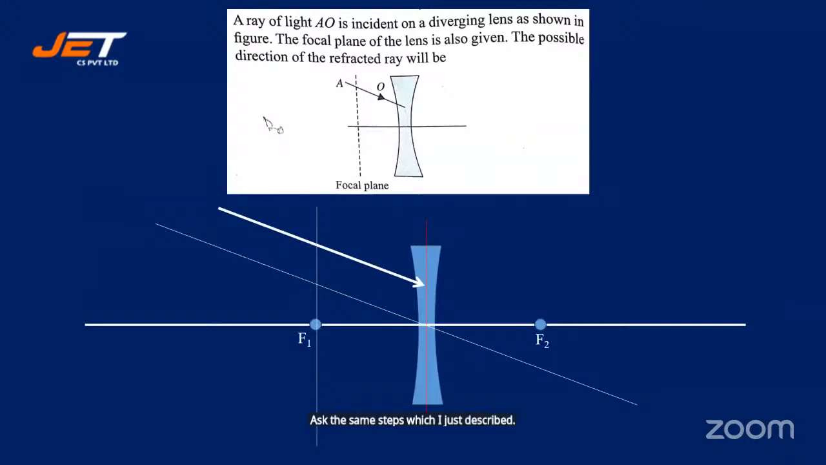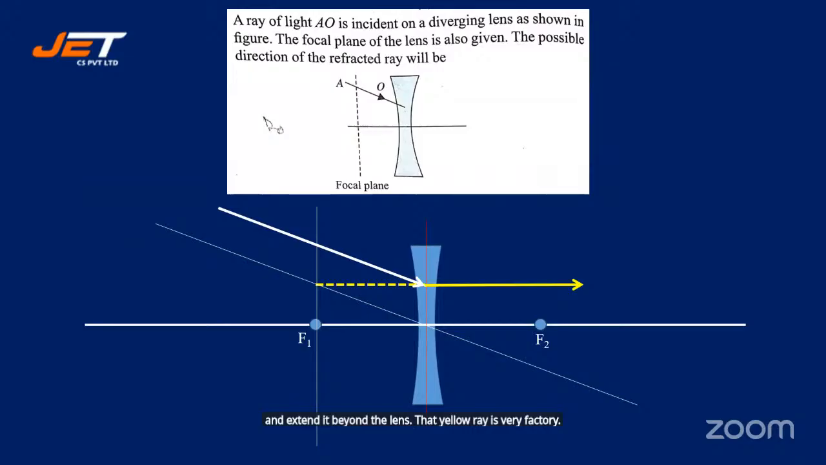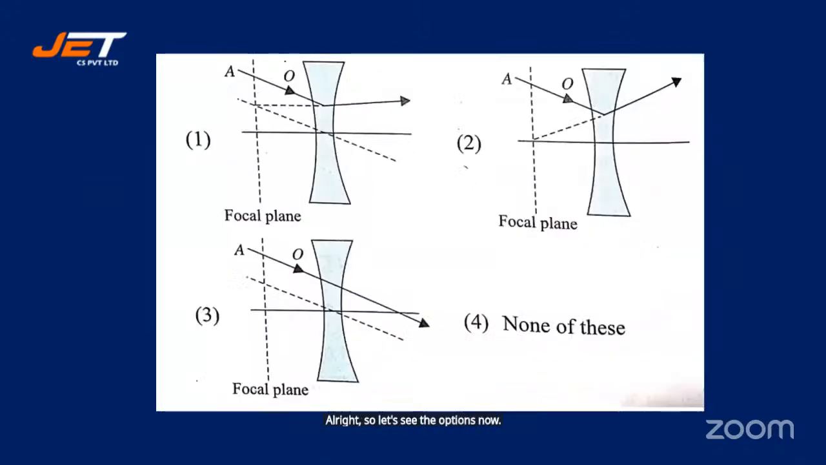A ray parallel to the incident ray passing through the optic center will intersect the focal plane at a certain point. I'll join that point to the point of incidence and extend it beyond the lens. That yellow ray is my refracted ray. So let's see the options now. Which option do you think is closest? Option 3 doesn't make sense at all, because when a ray hits the lens at any point other than the optic center, it has to get refracted, I mean, deviated.